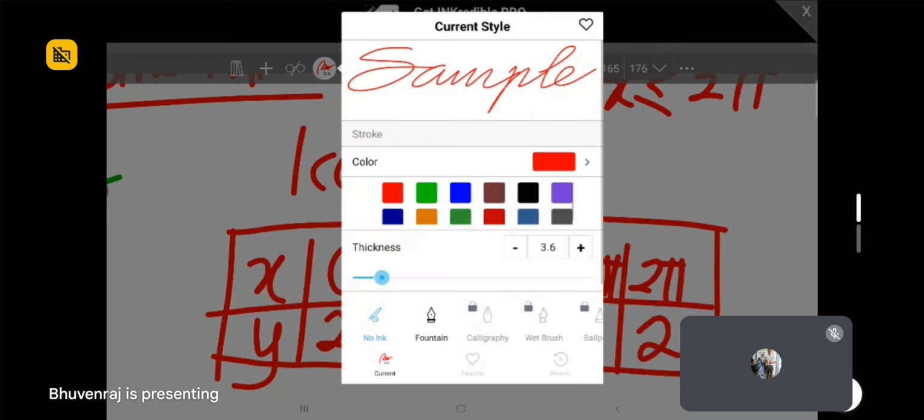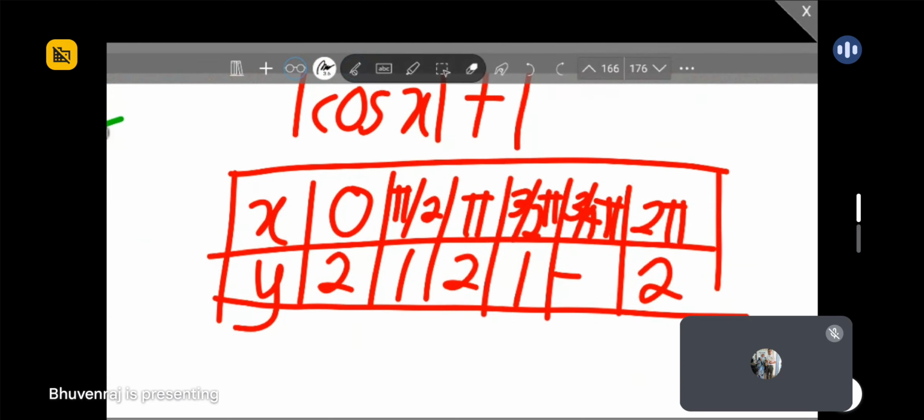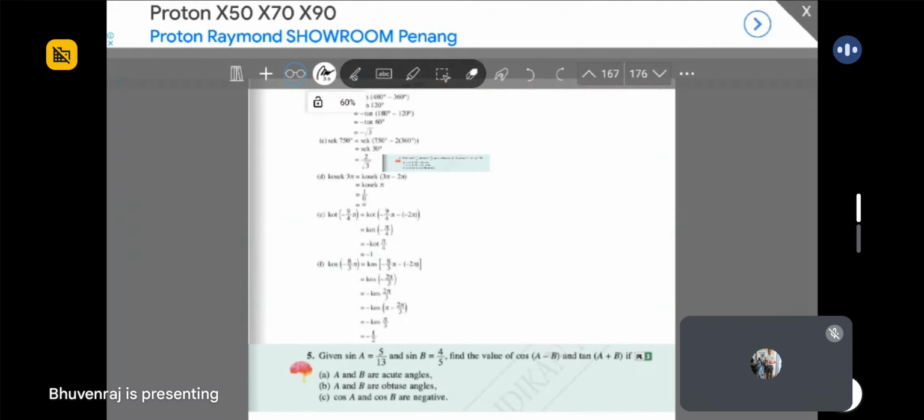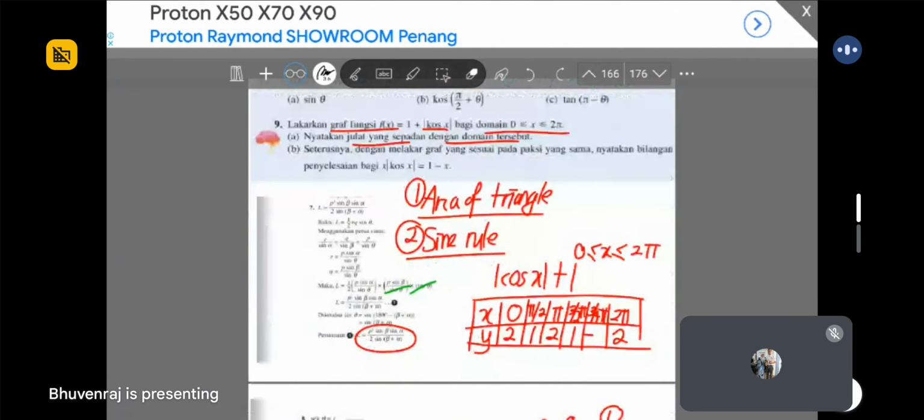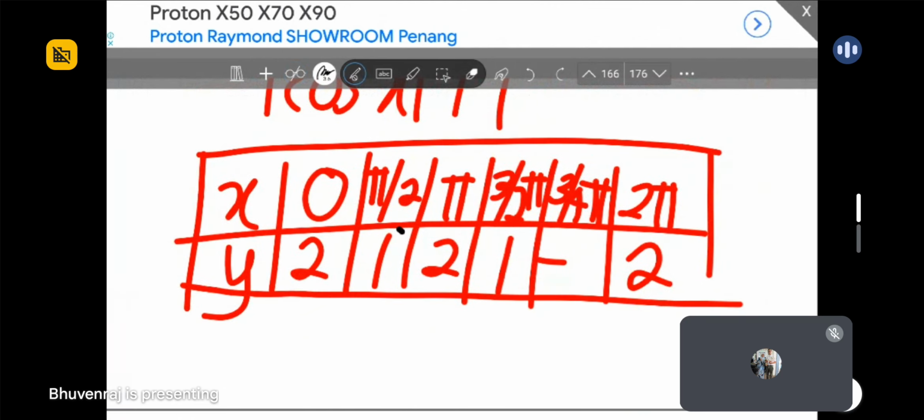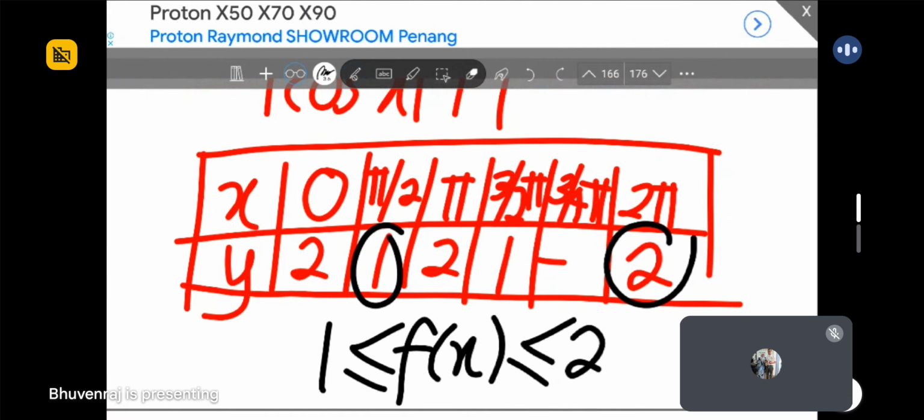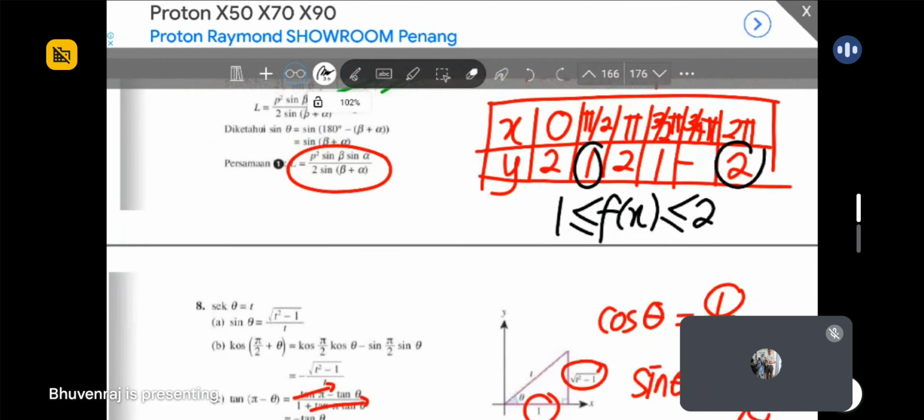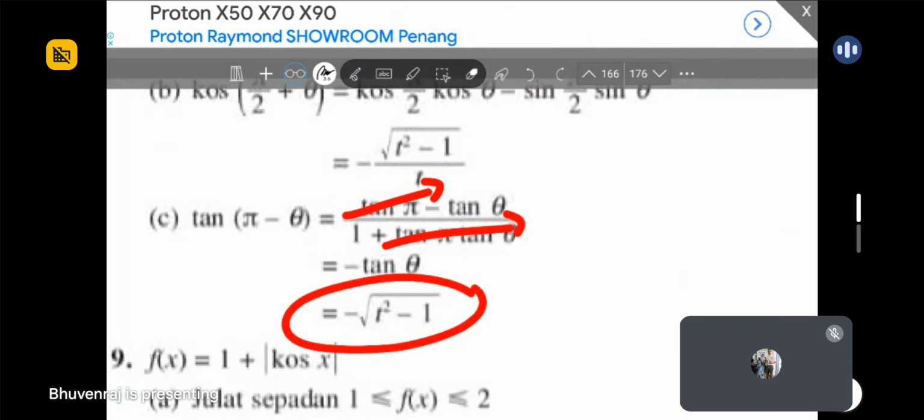So guys, what is your lowest value over here? Apa nilai yang paling rendah? Okay, it's very easy to see. What is your lowest value? You should get the answer is 1, right? Nilai terendah. Yes. Okay, what is your highest value? 2. So guys, what is my range? Apa julat saya? 1 until 2. Sampai 1 sampai 2. So this is my answer. That's why I say guys, plotting the table is very easy to see the answer. Sangat senang nak nampak.